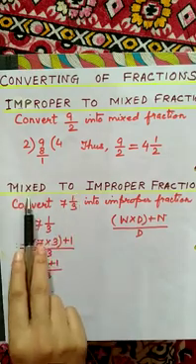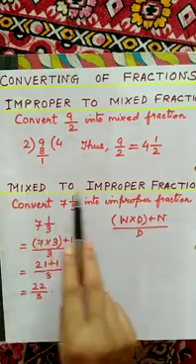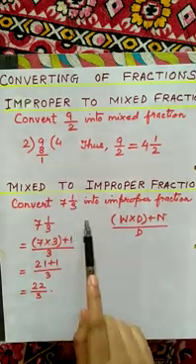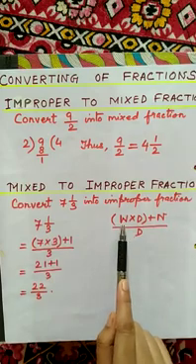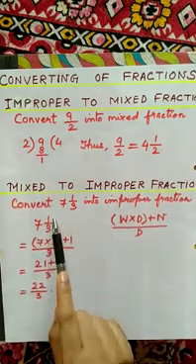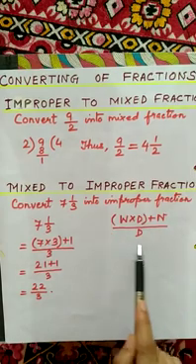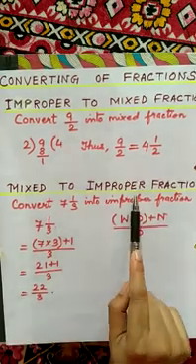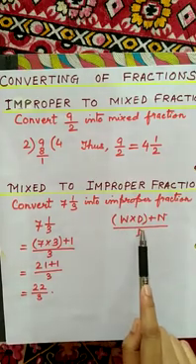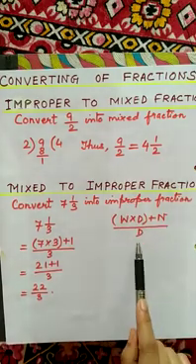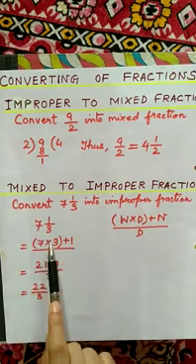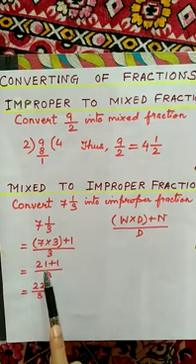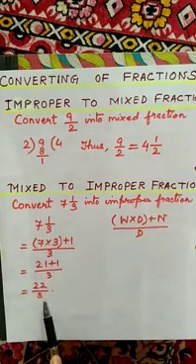Now just the opposite, converting mixed fraction to improper fraction. Now we have a mixed fraction here, 7 1 by 3, in which 7 is the whole number, 3 is the denominator, 1 is the numerator. So we can write a formula here of changing a mixed fraction to improper fraction. Whole number into denominator plus numerator by denominator. So 7 into 3 plus 1 by 3. 7 threes are 21 plus 1, 22 by 3.